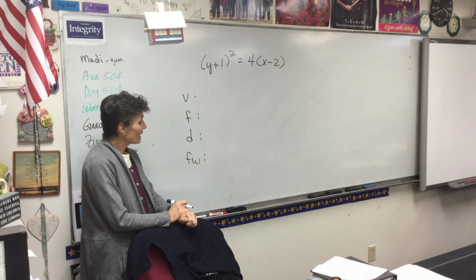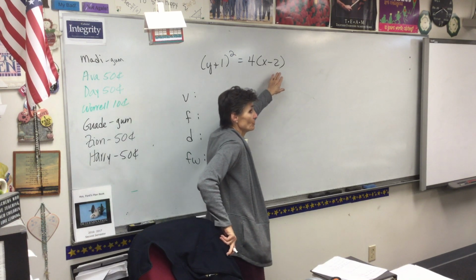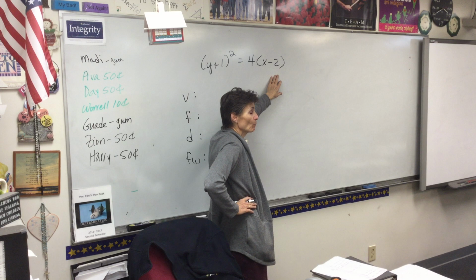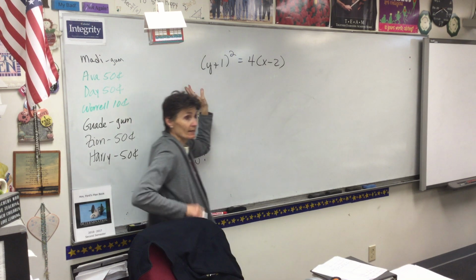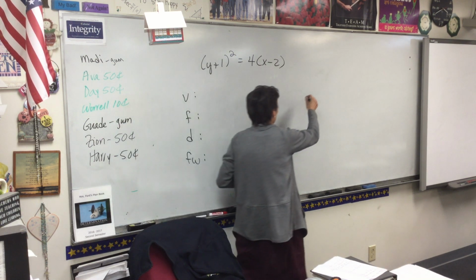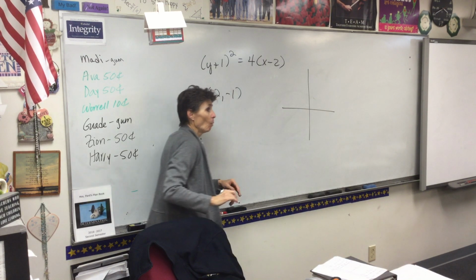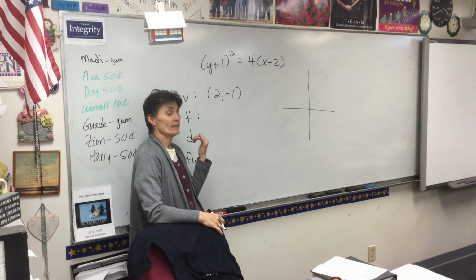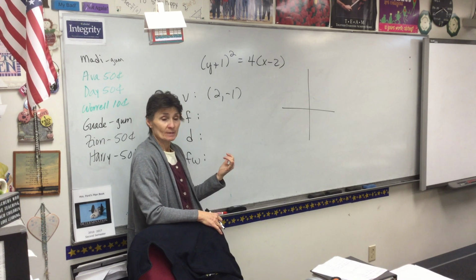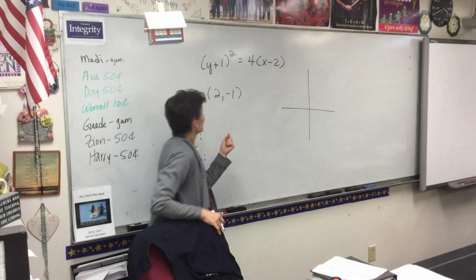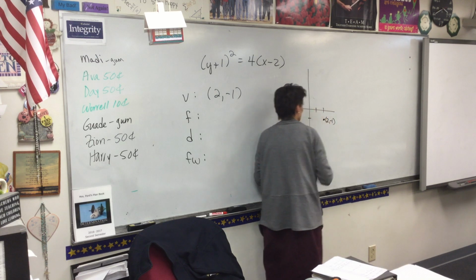Anybody want to take a wild guess where the vertex is? I heard -1, 2. That's not quite right. It's +2, -1. When I write my ordered pair, I have to have x, comma, y. So even though the equation is written in a different order, I still have to put x before y. Does that make sense to you? So my vertex is at 2, -1.